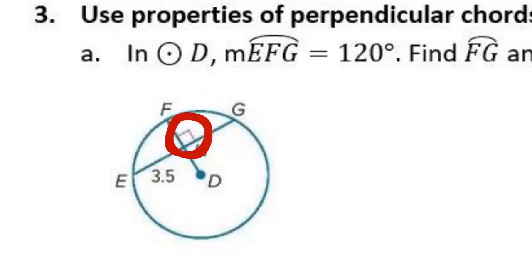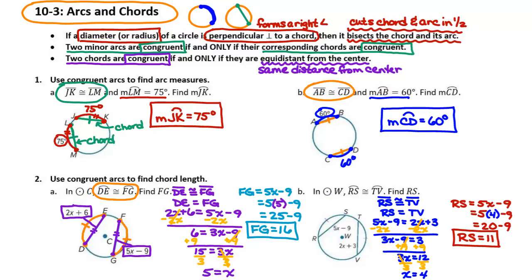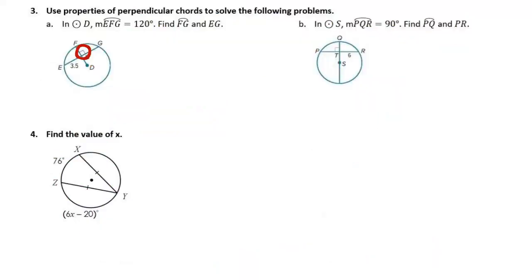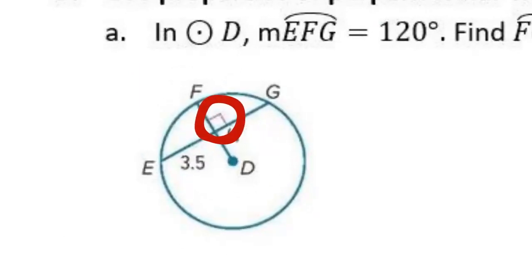Let's go back and look at the properties that we had. Which one of these properties talked about things being right angles? The very first one. It says if a diameter or a radius, something that touches or goes through the center, is perpendicular, forms a right angle with a chord, then it's cutting the chord and its arc in half. So I want to look back here at this.